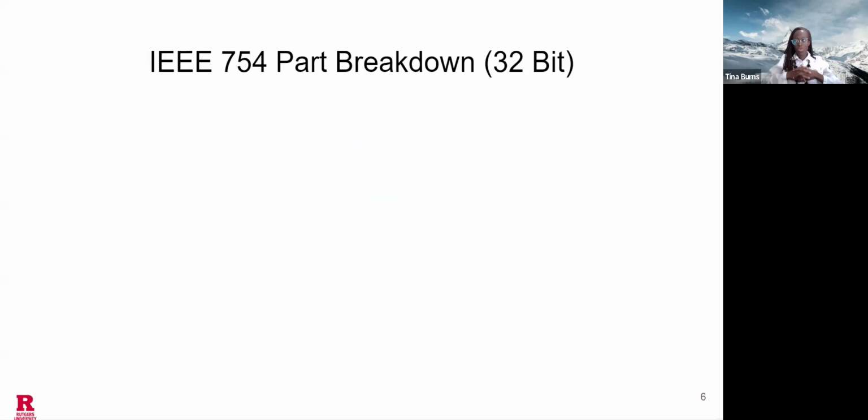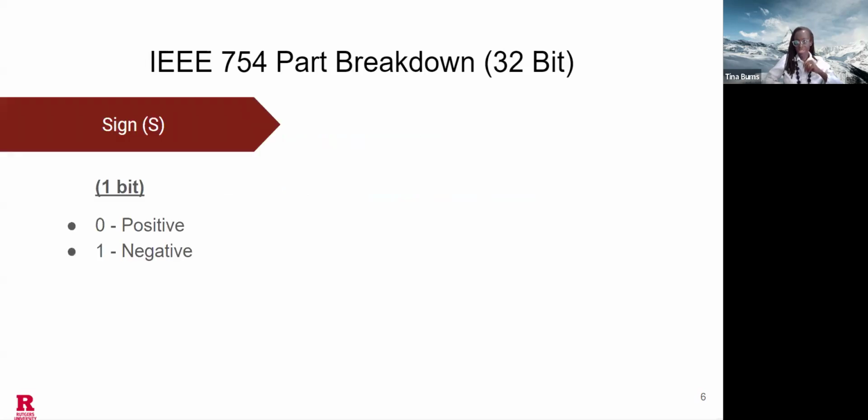So one of the most common formats is this 32-bit format, which is called a single point floating point representation, where it's represented by 32 bits, also known as 4 bytes. And for all of the 754 breakdowns for the representation, they all have these 3 sections.